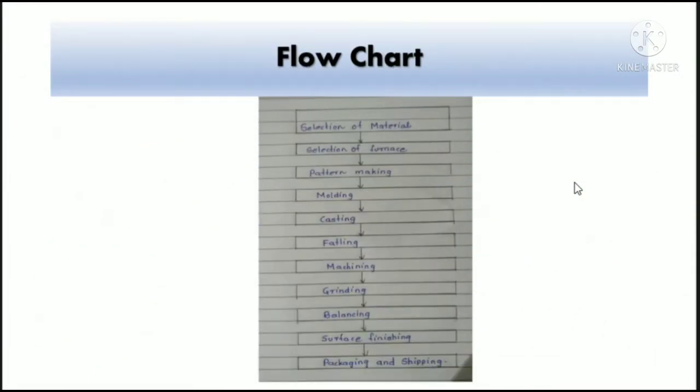For applying the manufacturing process on a propeller shaft, we require various types of processes, in which the first one is the selection of material, second is selection of furnace, third is pattern making, fourth is molding, fifth is casting, sixth is fettling, seventh is machining, eighth is grinding, ninth is balancing, tenth is surface finishing, and eleventh is packaging and shipping.